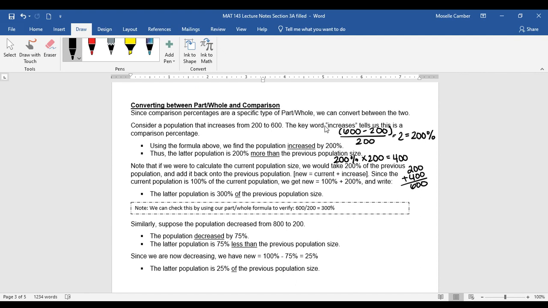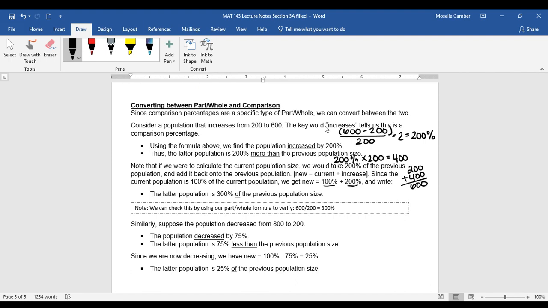So you want 200% of the current population, and then add it back in. So the new is the current plus the increase. The current population is 100% of the current population, right? Because 100% just means 1, and multiplied by 1 doesn't do anything. So because the current is 100% of the population and the increase is 200% of the population, we can say that the latter population is 300% of the previous population size.